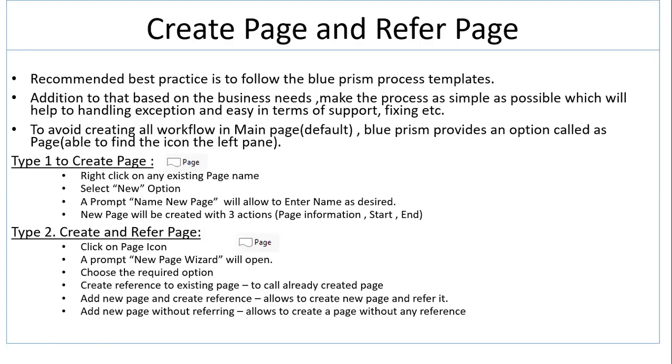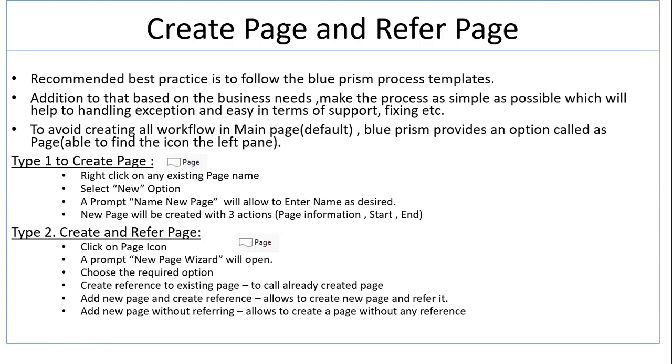The other way is the page reference icon, which is available in the Blue Prism toolbar. Just click on the page reference icon. As soon as you click the page reference icon, a new wizard prompt will appear, and you will have three options.